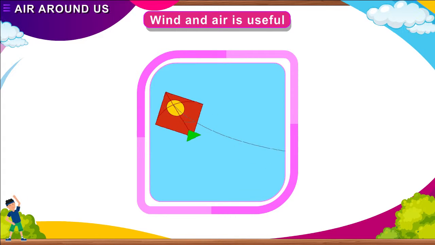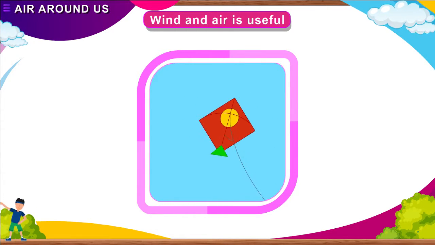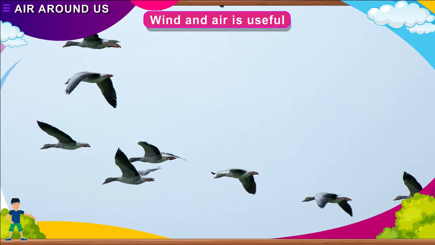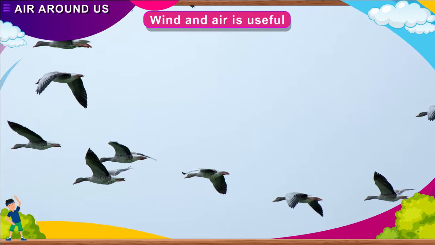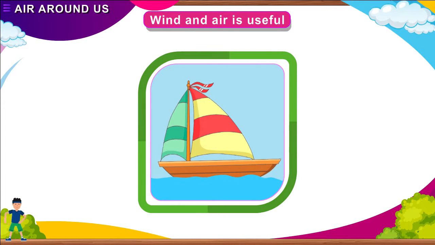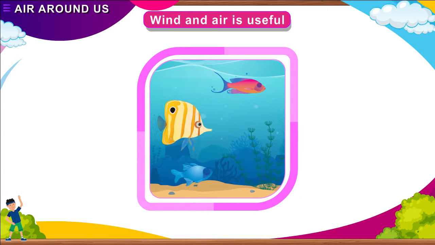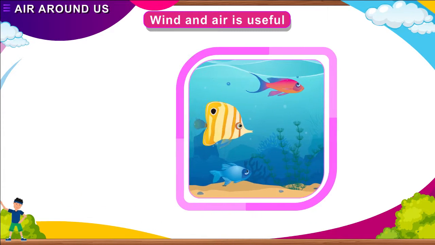Wind and air is useful. Balloons and kites fly in the air with the help of wind. Birds also move with the help of air or wind. The wind makes a sailboat move on water. Fishes breathe due to the air present in water.